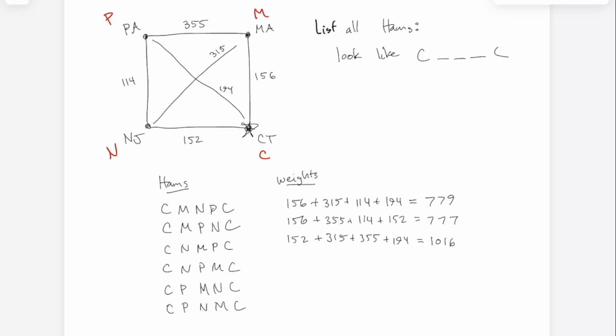And so on. Would you mind if I just write out the other ones? I don't know if you need to copy these down, but for the next one, I got 152 plus 114 plus 355 plus 156, which adds up to 777.